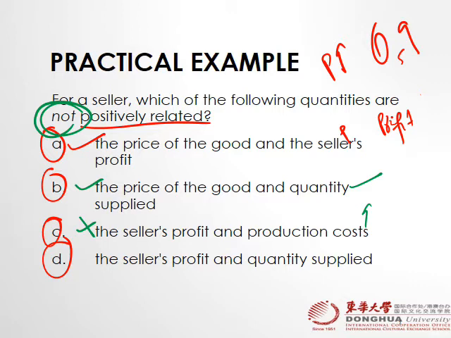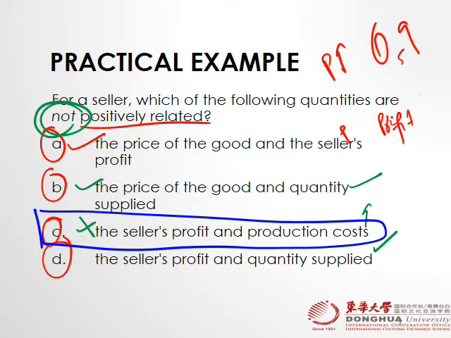And D, the seller's profit and the quantity supplied. Quantity supplied more, profit increases. So only C is the option that is not positively related to the quantity supplied. Let's see the answer. Wow, it's C. Very nice. If your answer is C, you are in good shape.